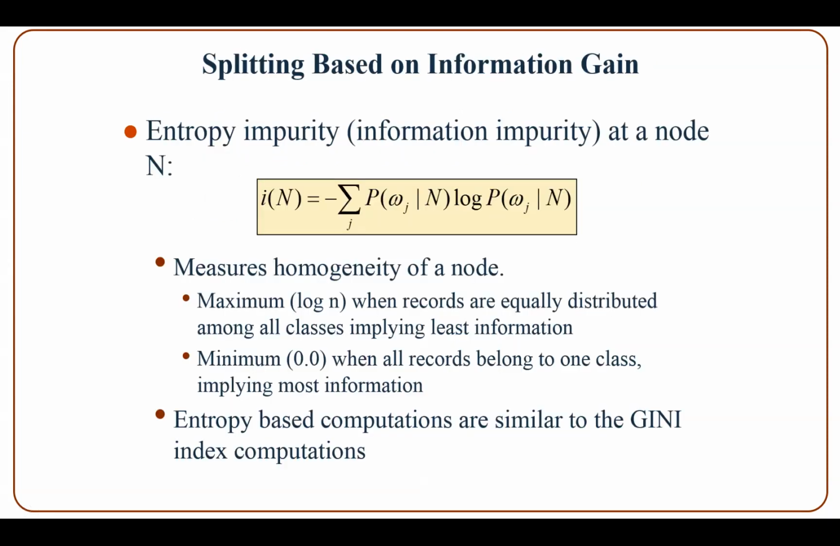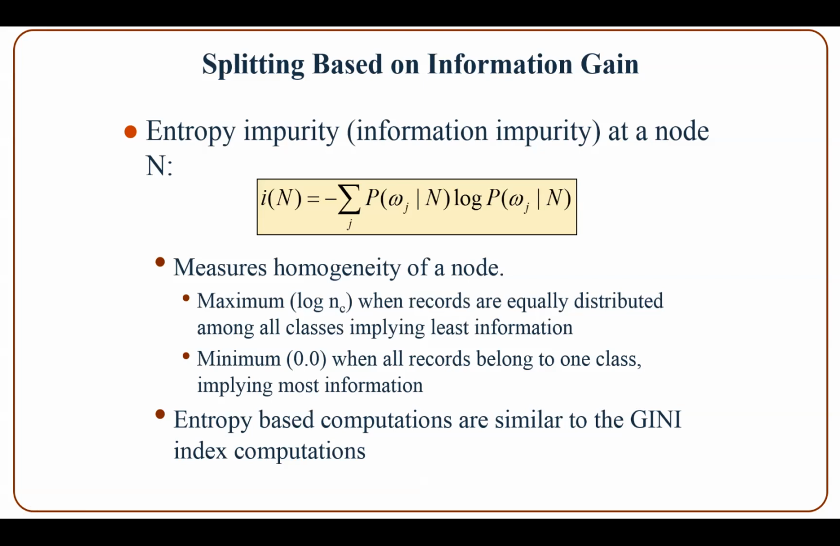In addition to Gini index, splitting can be based on information gain. The entropy impurity at the node N is defined as in the formula. It measures the homogeneity of a node. The maximum is log of NC when the records are equally distributed among all classes, and this implies the least information. The minimum is 0 when all the records belong to one class, implying the most interesting information.